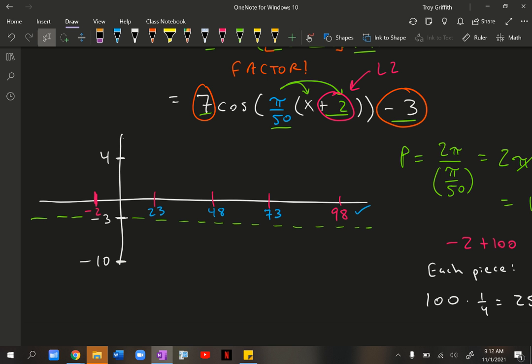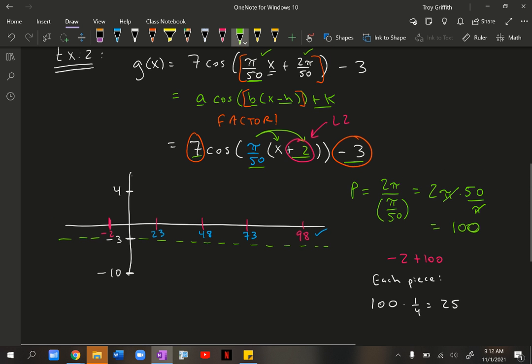So I've got everything labeled. Last but not least, I'm going to actually draw my graph. This is a cosine graph, which either means it has to start at the top and go like this, or it has to start at the bottom and go like this. In this case, since it's positive, it's going to start up at the top. So I'm going to start at an x value of -2 and a y value of 4.